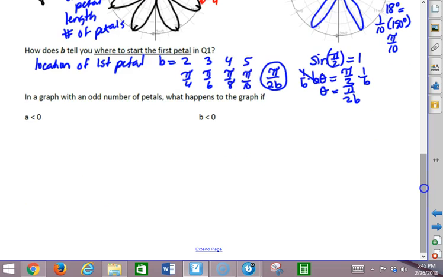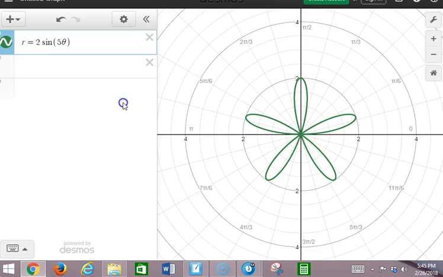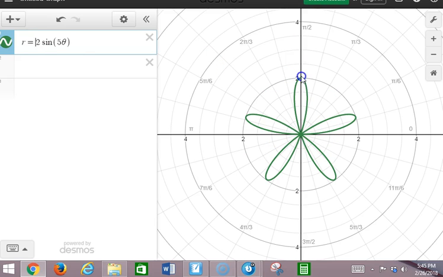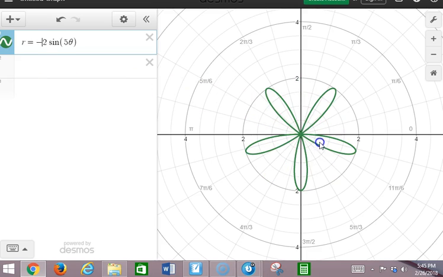Now, the other thing I need to know is what happens when I make a or b negative. So looking at a graph with an odd number of petals, which we have up here, what happens if I make a negative? Predictably, every petal goes the opposite direction. So the one that's sticking up goes down. The one that's in quadrant 1 flips to quadrant 3. The one that's in quadrant 2 flips to quadrant 4, and so forth. So there's where it looks like that. It has the appearance of turning the graph upside down, but it's really every petal reflecting 180 degrees.